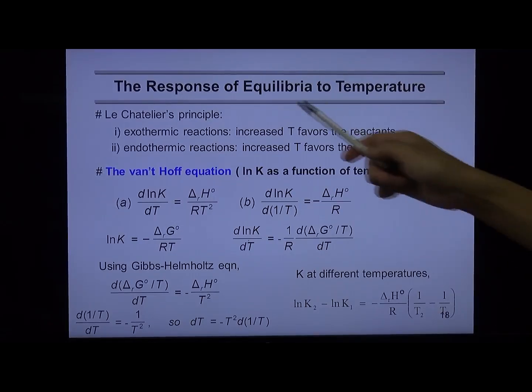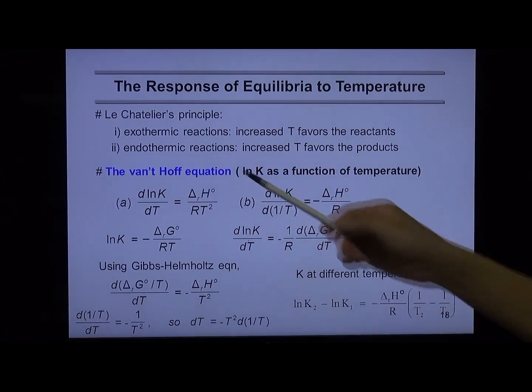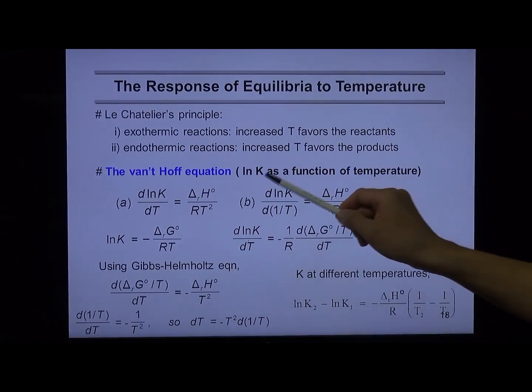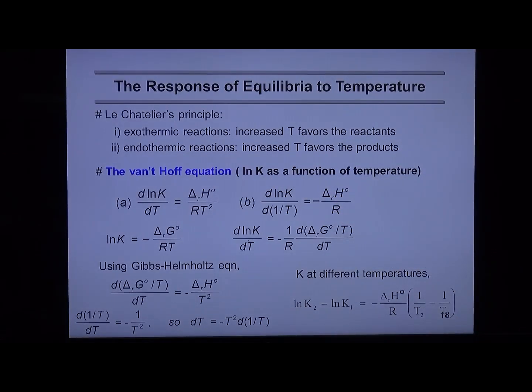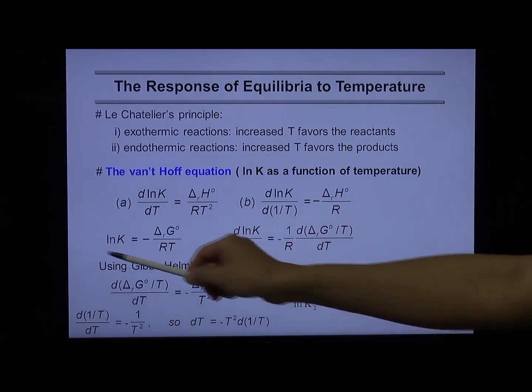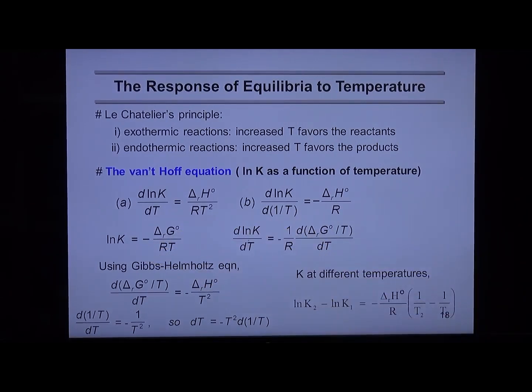To describe Le Chatelier's principle for temperature change, especially quantitatively, we can simply derive an equation called the Van't Hoff equation: how the equilibrium constant changes as a function of temperature. Let's start from here. From the previous equation, the standard reaction Gibbs energy is minus RT ln K. You start from here.